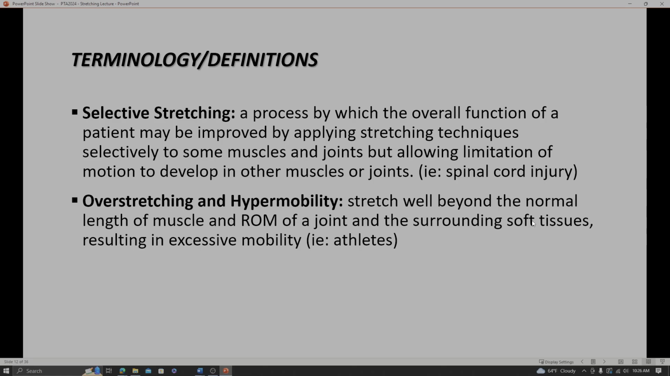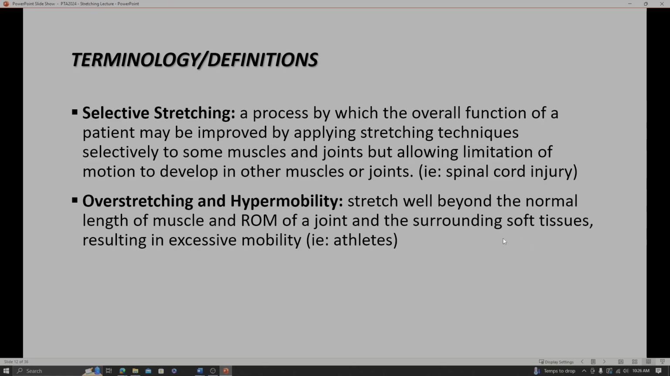Overstretching and hypermobility is a stretch that goes well beyond the normal length of muscle range of motion, right? So well beyond functional and normative values, and the surrounding soft tissues. So sometimes that's necessary, right? Athletes need to be able to perform at a level of range of motion or mobility that is beyond the average person, right? So that excessive mobility, think like a gymnast, right, or a ballerina or a dancer. They're doing things that most of us cannot and probably should not do.